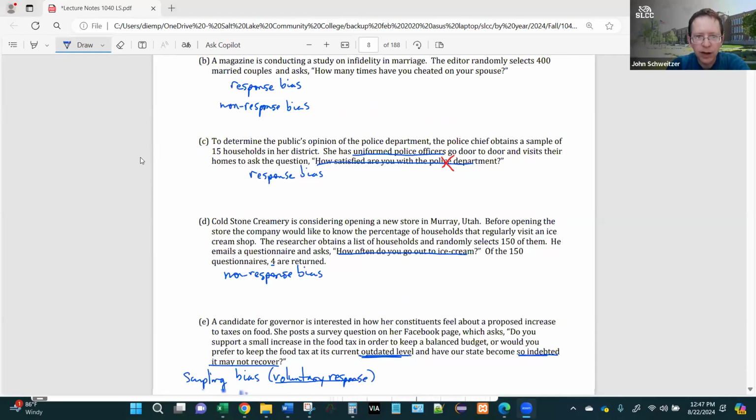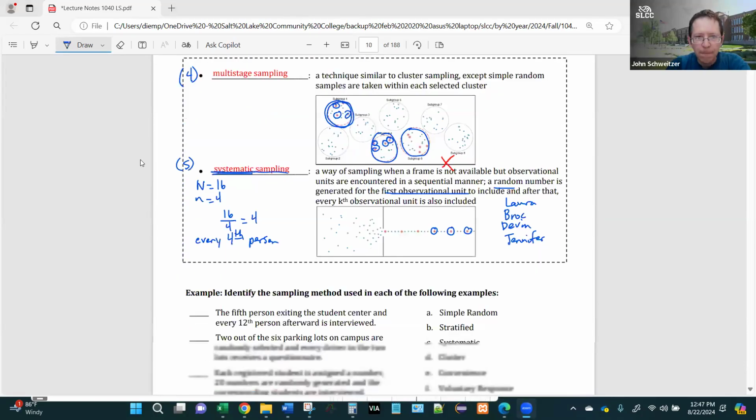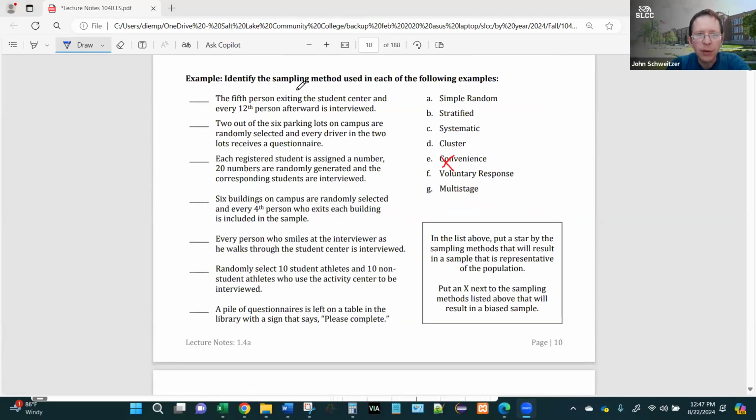Okay, let's finish this off and then we'll be done for the week. Who can tell me this first one? We got the fifth person exiting the student center and every 12th person afterward is interviewed. What do you guys think? See? It is C. Great. This is systematic. That's the one we just did, right?